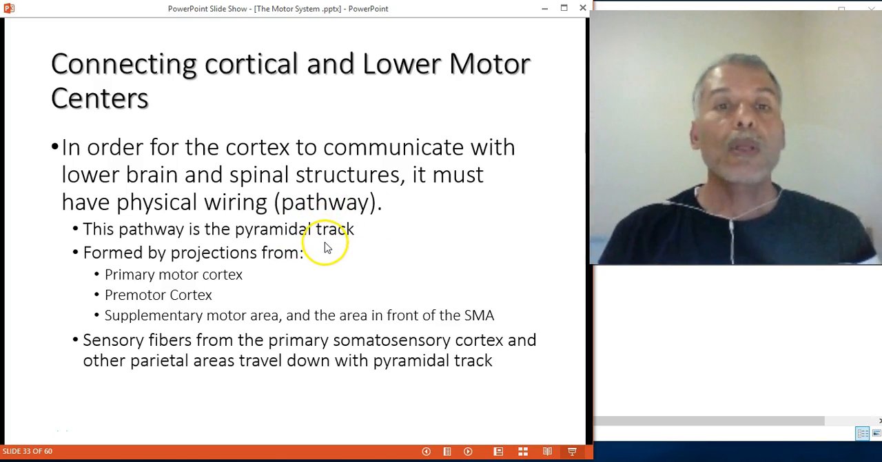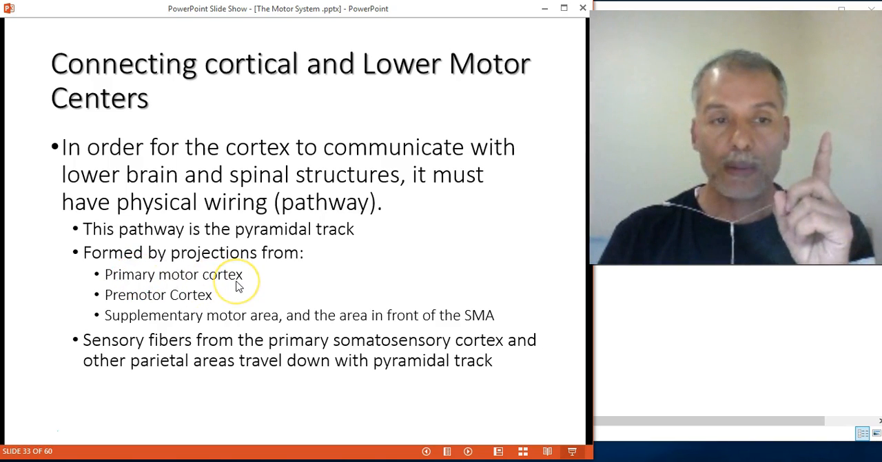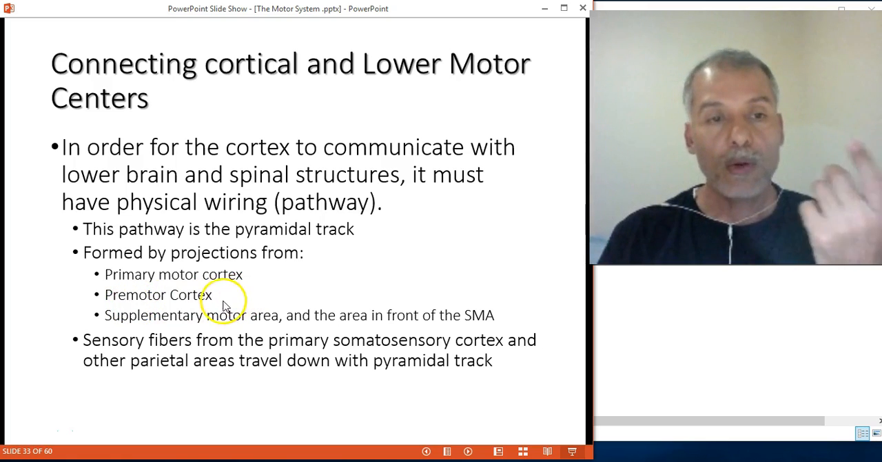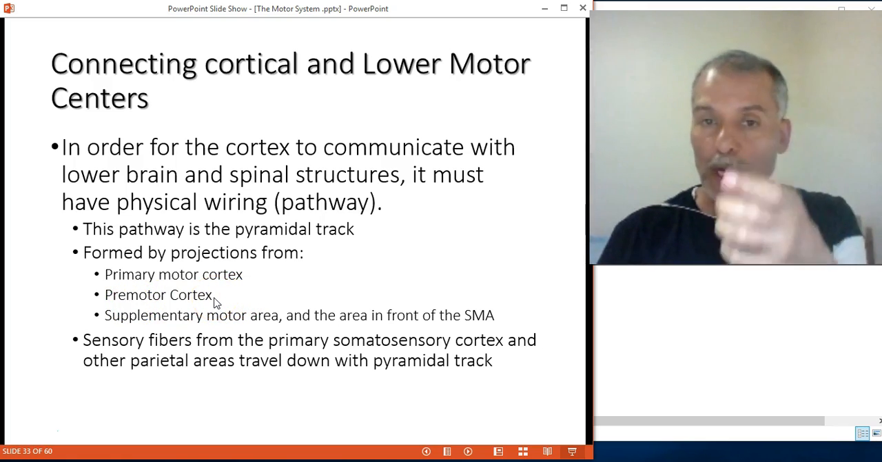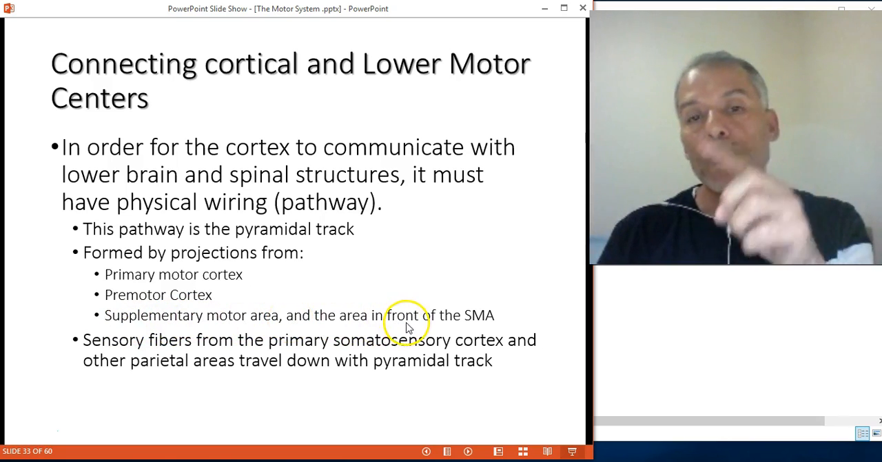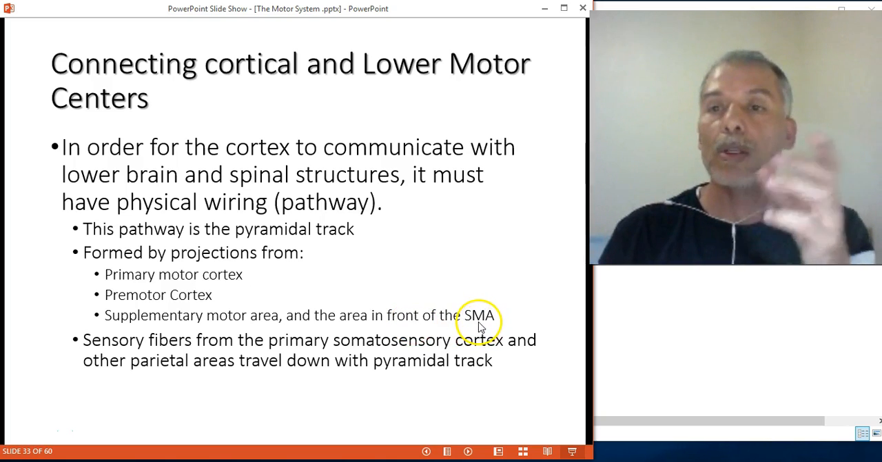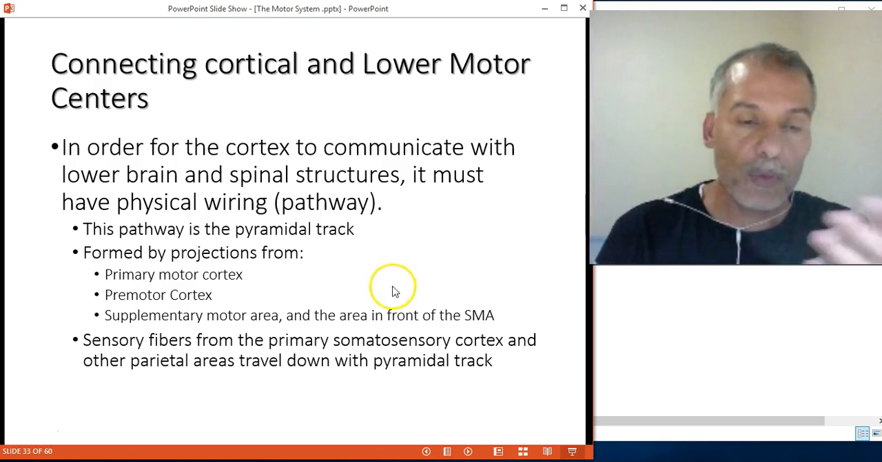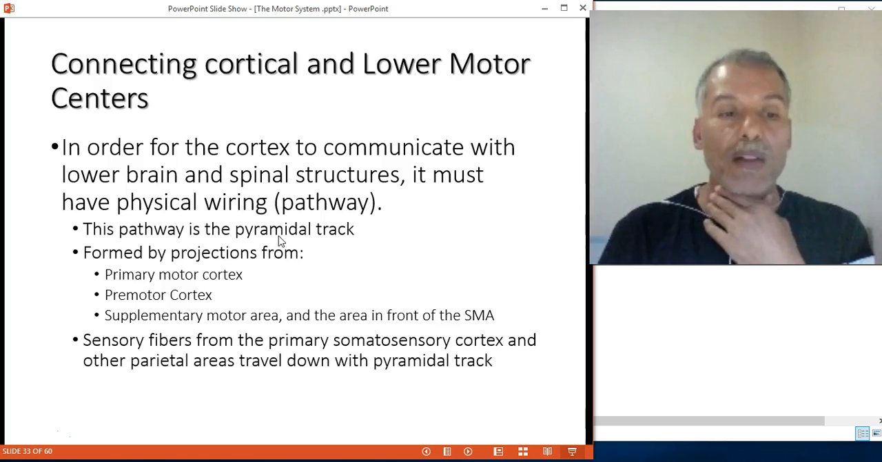So that is the pyramidal pathway, or the pyramidal tract. All of these are correct names. It is formed by projections from the primary motor cortex, which sends a part of the bundle, and then the premotor area or cortex sends 15% of the fibers. The supplementary motor area and areas in front of it also send some fibers. But the majority of the fibers come from the motor cortex itself.